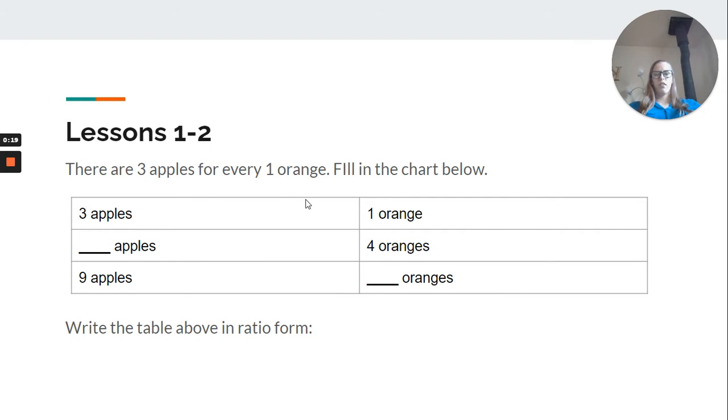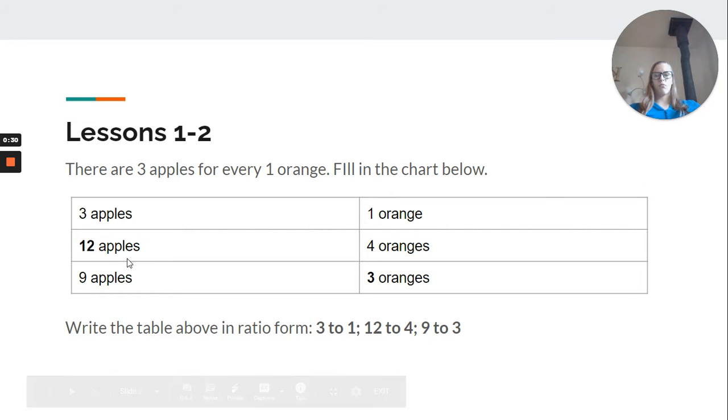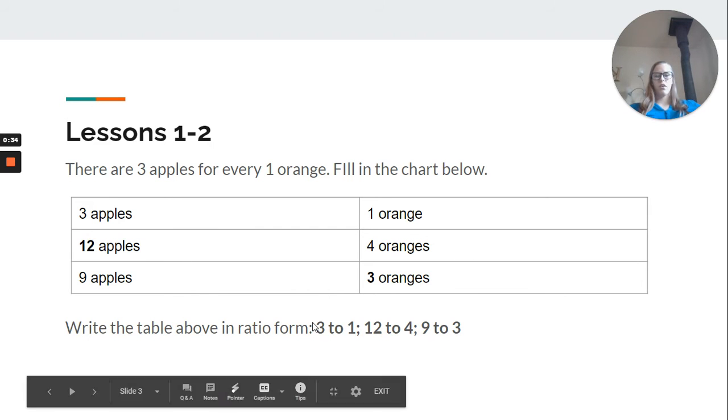We talked about ratios. So there are 3 apples for every 1 orange. Fill in the chart below, and then write the table above in ratio form. So we had 12 apples for 4 oranges, 9 apples for 3 oranges. So our ratios are 3 to 1, 12 to 4, and 9 to 3.